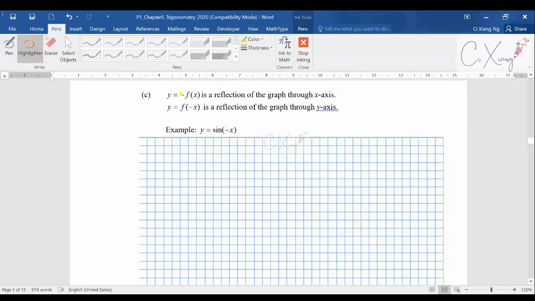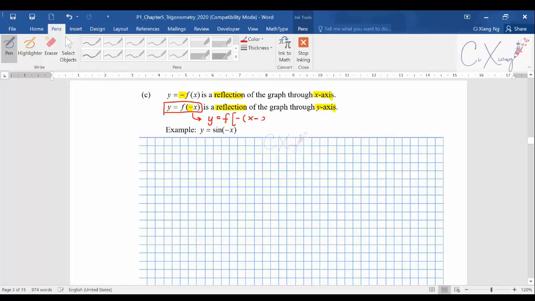For the next one, when you multiply by a negative outside the basic function, it is a reflection of the graph through the x-axis. And when you have a negative inside the basic function, with x, then generally it is a reflection through the y-axis. I think I mentioned this before. The reflection of the graph through the y-axis should look something like this.